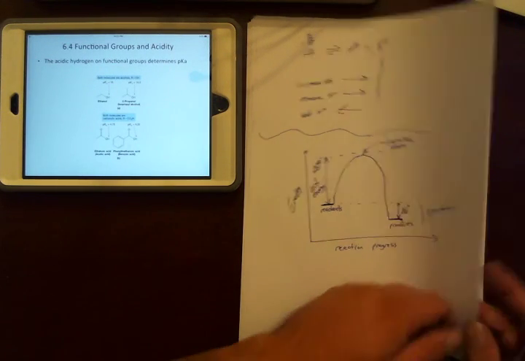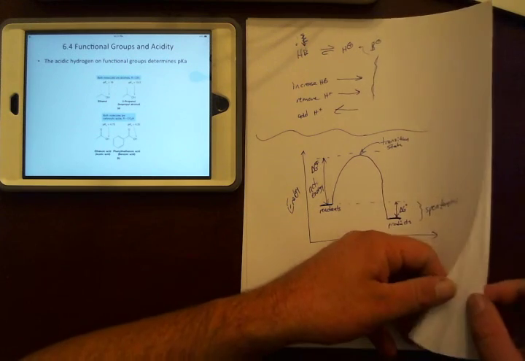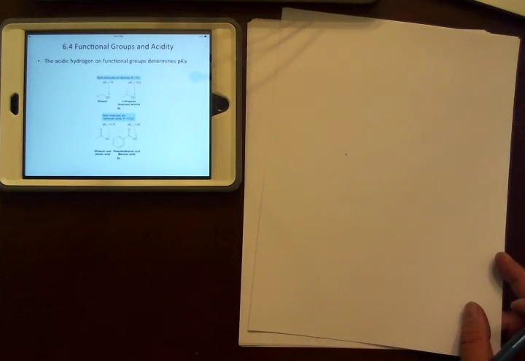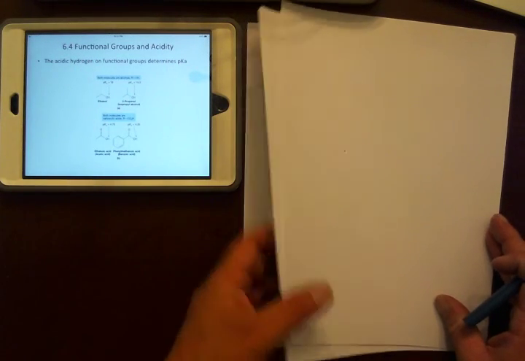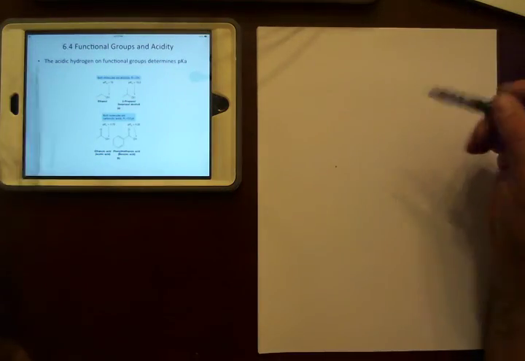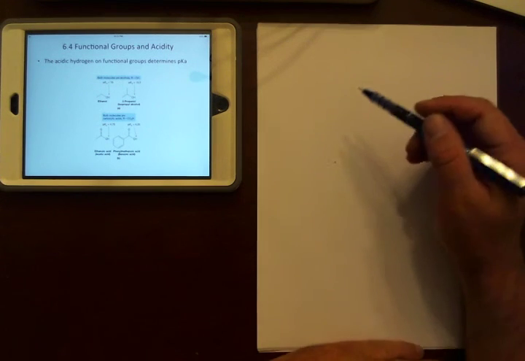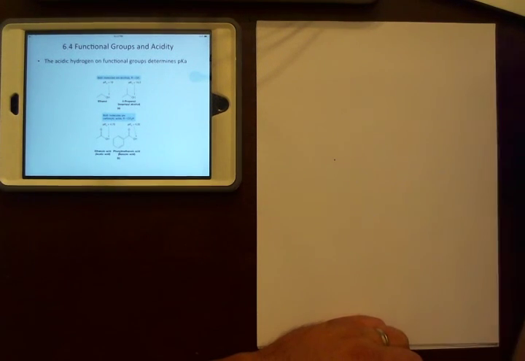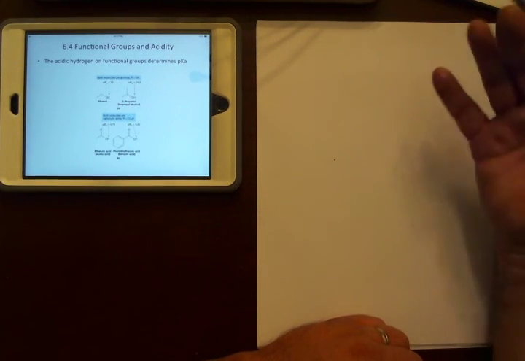Okay, so functional groups and acidities. There are going to be a lot of rules of how acidic things are, because that's going to determine a lot of the chemistry that happens. What primarily drives the acidity is going to be the functional group.